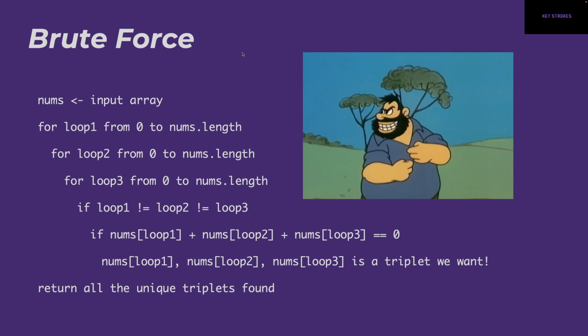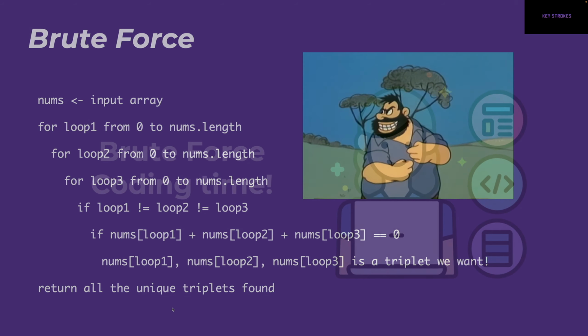Okay, so here's the pseudocode for our brute force solution that we just discussed. We take nums as the input, and then we start 3 loops, all starting from 0 all the way to the length of the nums input. Now if all the indexes are unique, then we check if the values pointed by those indexes add up to 0. If they do, then this is the triplet that we want, and we can add them to our list uniquely. And after all the 3 loops are done, we just return all the unique triplets that we found.